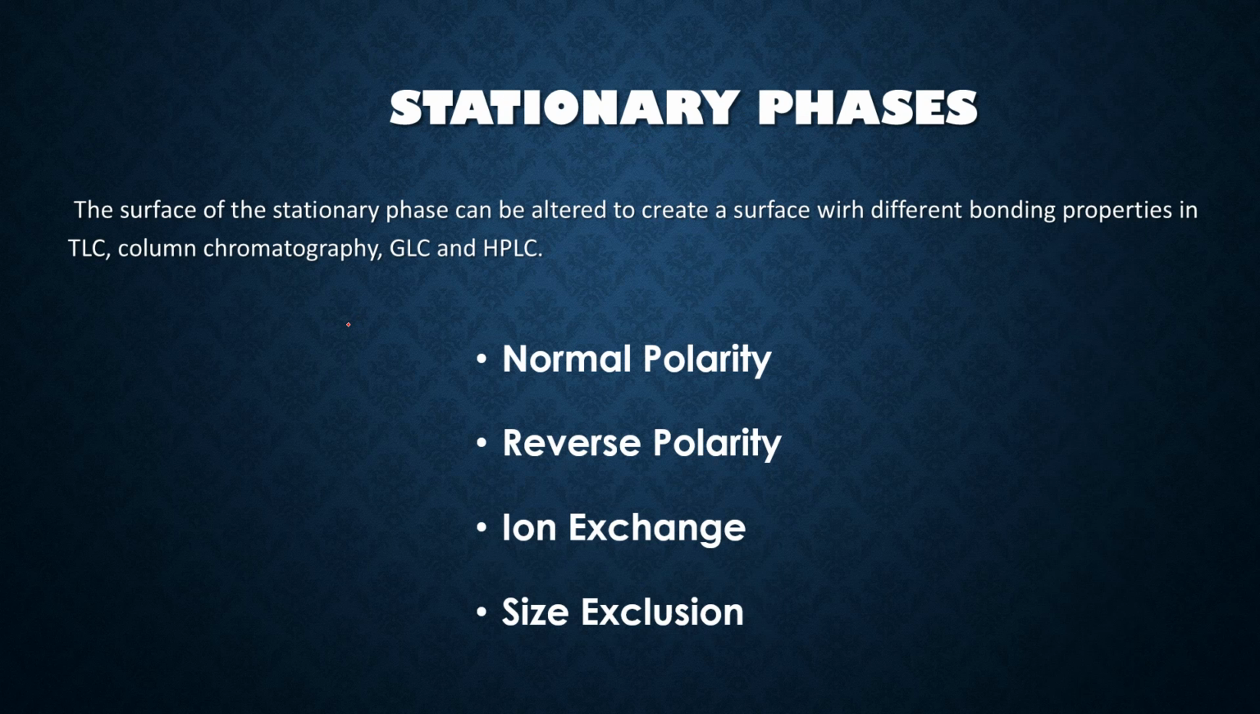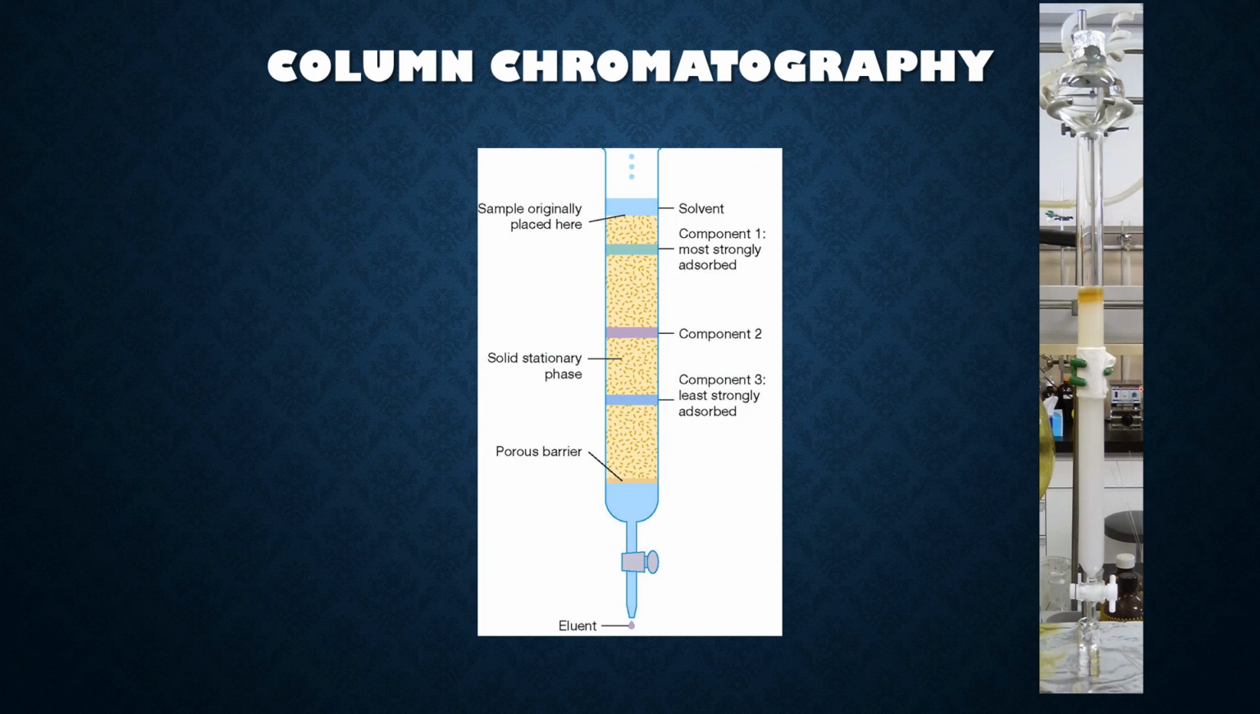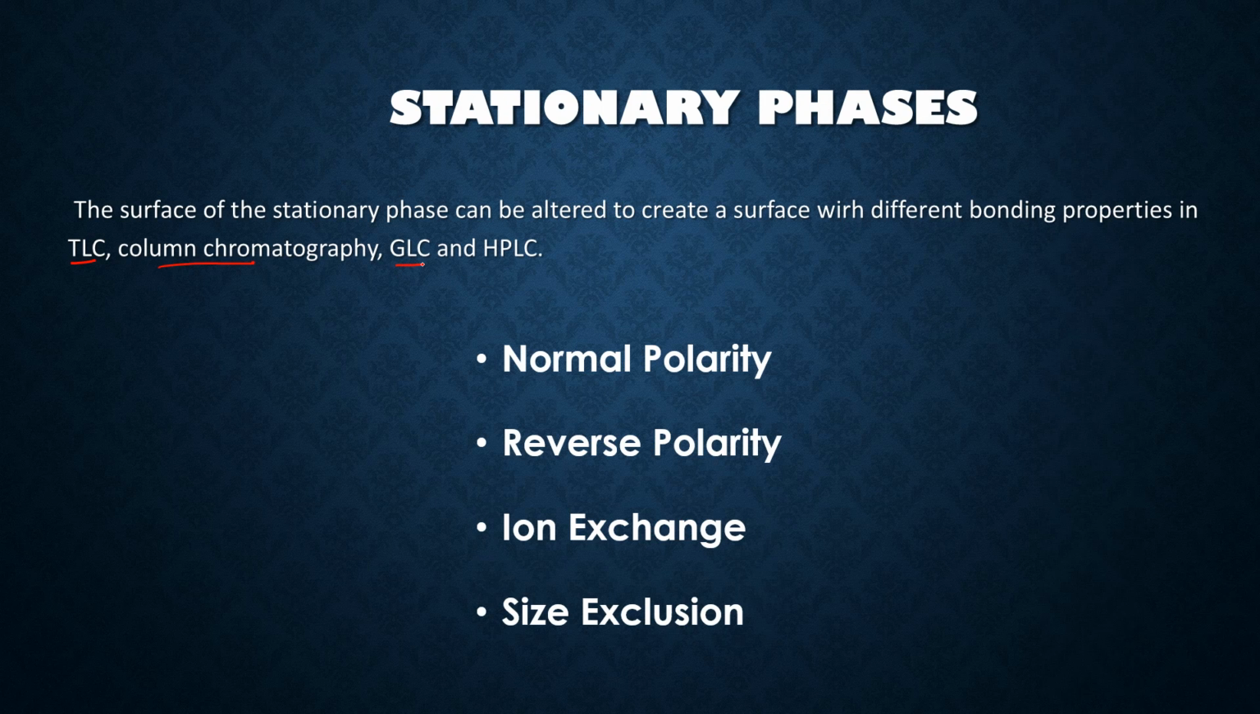So with column chromatography, there are different properties that we can have with our stationary phases, and that can help us to select for different components within different sample mixtures. The chromatography procedures that allow us to change the stationary phases are TLC, standard column chromatography, which is what we just looked at in this picture, GLC, which stands for gas chromatography, and high performance liquid chromatography.